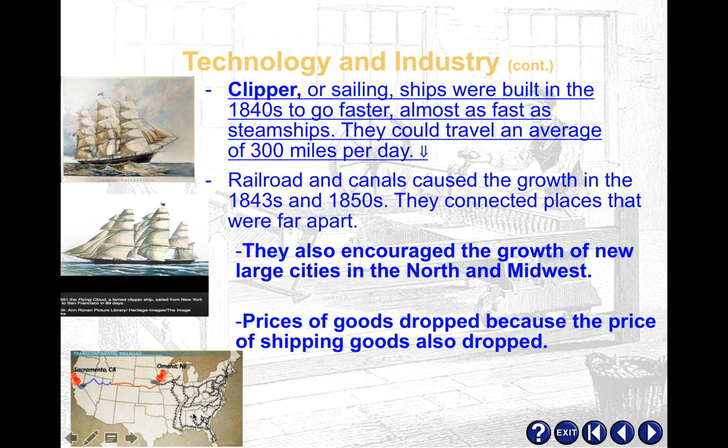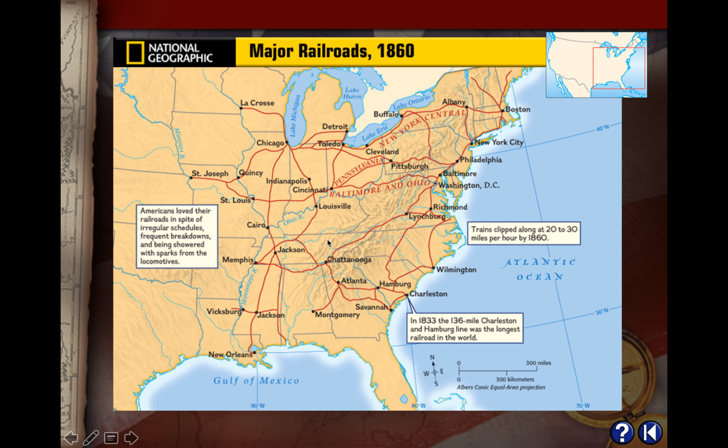As you can see here, all of the railroads by the 1850s. The Transcontinental Railroad will be built in 1869 after the Civil War. So in 1860, as you can see, this is all the railroads. Trains clipped along at 20 to 30 miles per hour by 1860. In 1833, the 136-mile Charleston and Hamburg line was the longest railroad in the world. Americans loved their railroads in spite of the irregular schedules, frequent breakdowns, and being showered with sparks from their locomotives.